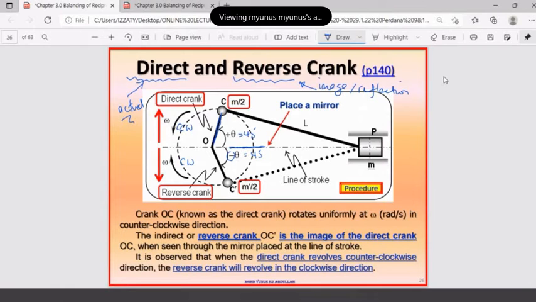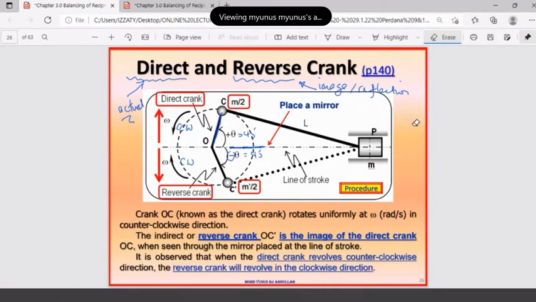But the exact answer is, the direct crank and reverse crank can be found when you have what? Come on, class. When you have common crank. It doesn't matter whether they belong to radial or V engines. As long as you have common crank, you must have direct and reverse crank. Typically some other engine, not radial, neither the V, but another engine called whatever it is, as long as you have common crank, you can use this method to solve the problems of balancing.